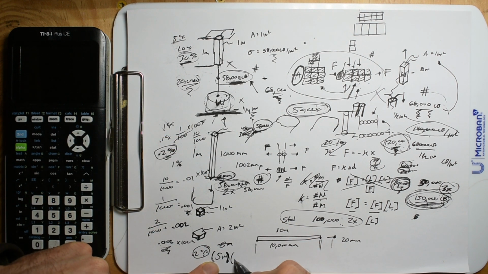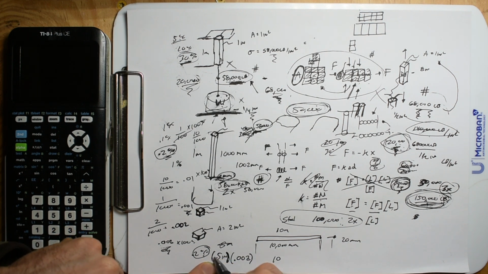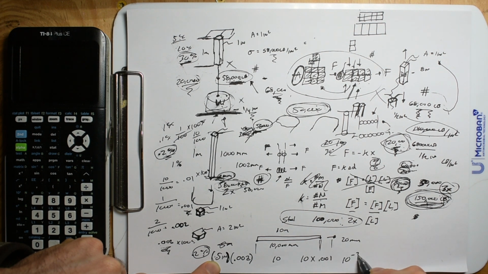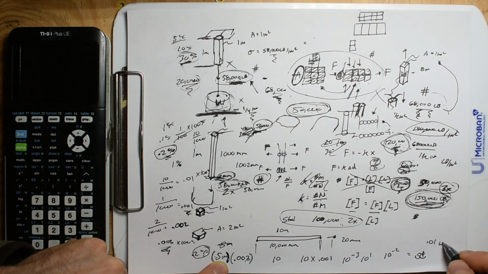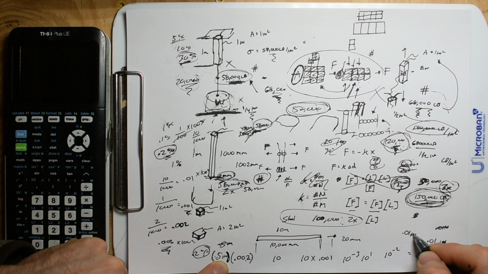Well, I'd have to take 5 inches and multiply it by 0.002. You know what I mean? I don't even know how to do this. It would be 5 times 2 is 10. But if this was 10, that would be 10 times 0.001. This is 10 to the negative 3 times 10 to the 1. That's going to be 10 to the negative 2. That's going to be 0.01. So 0.01 inches.